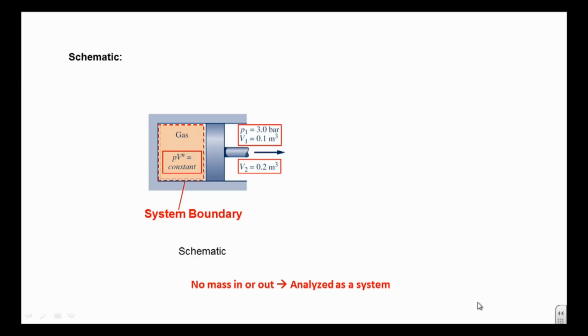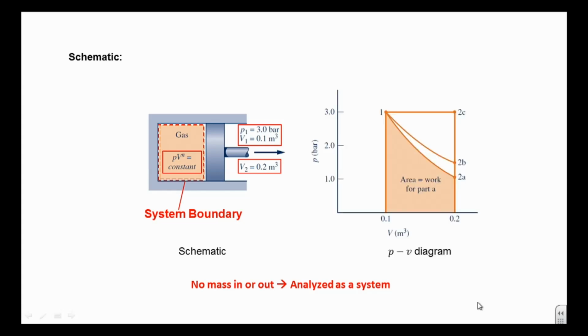The next step is to develop an appropriate diagram to represent the process. In this case, the PV diagram as shown here for three values of n. Case A, n is equal to 1.5. Case B, n is equal to 1. And case C, n is equal to 0, which corresponds to a constant pressure case, also known as an isobaric process. Note that the area under the curve in the PV diagram can be interpreted as the value of the work, here shown as a shaded area for case A.